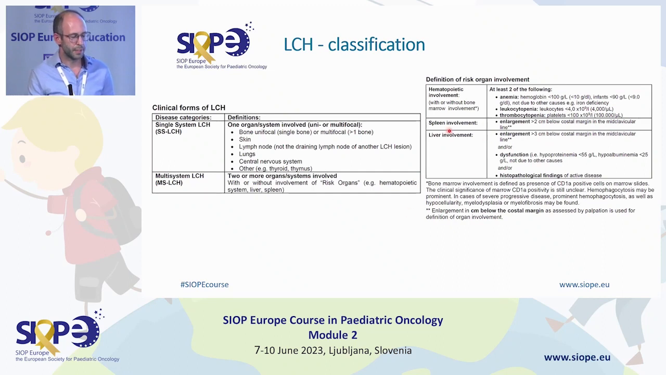And on the right side is the definition of risk organs. The hematopoietic involvement occurs when there is bicytopenia, that means anemia and/or leukocytopenia and/or thrombocytopenia. The spleen involvement, when there is enlargement of the spleen, and liver involvement, when there is enlargement of the liver and/or liver dysfunction, defined as hypoproteinemia or hypoalbuminemia, or histopathologic findings for sure.